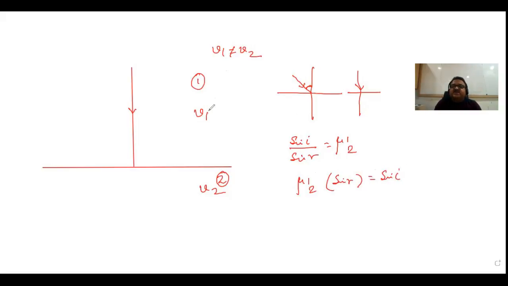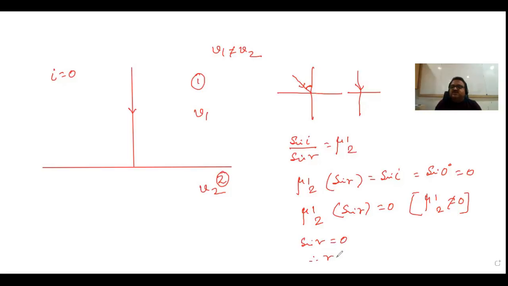What is the value of I? As I said, in case of normal incidence, I is equal to 0. So if I put I equal to 0, sin 0 degree is 0. That means sin R is equal to 0, since mu 1 2 cannot be equal to 0. So what does that mean? Sin R equal to 0, hence R equal to 0. That means the light ray will move straight, following the original path. In this case, you will find no deviation.